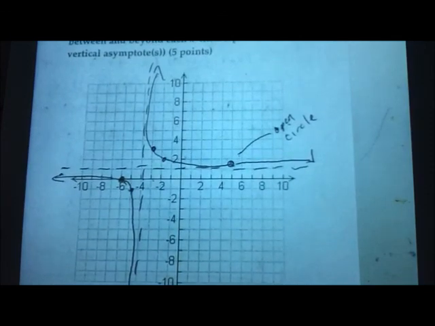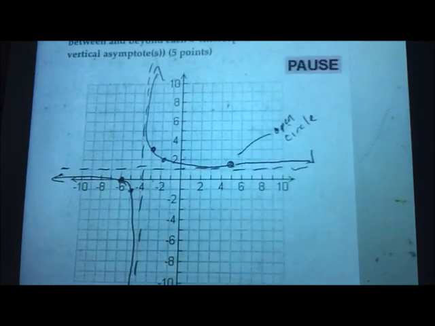Now, everything on the test, have we covered it? Yes.